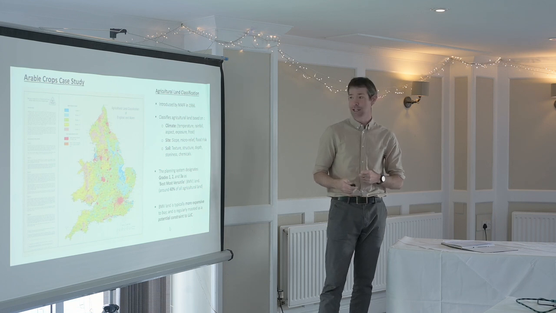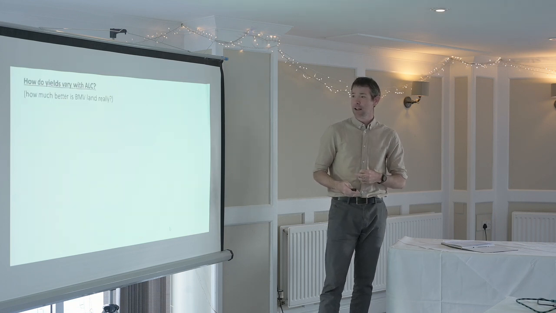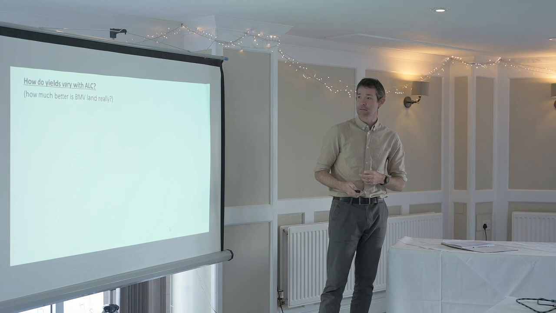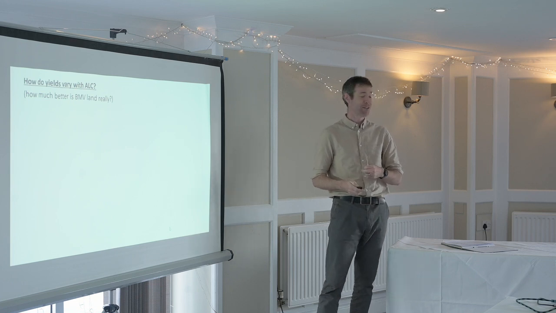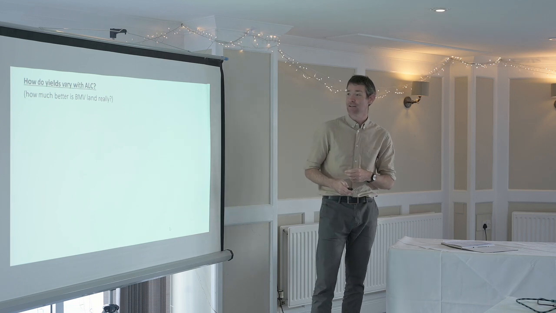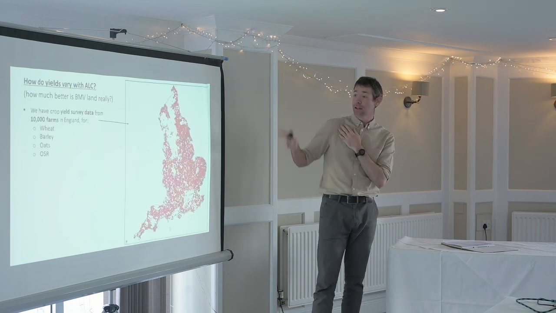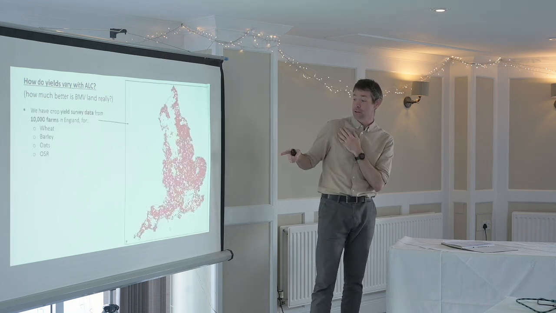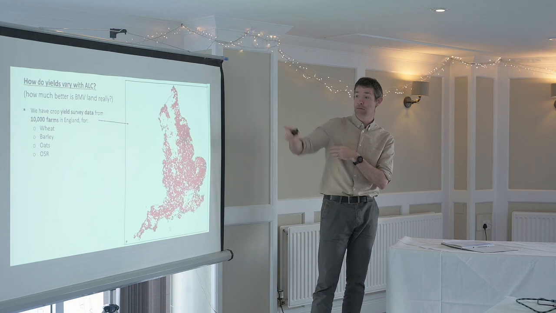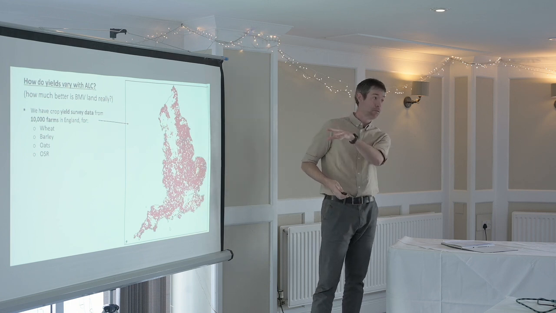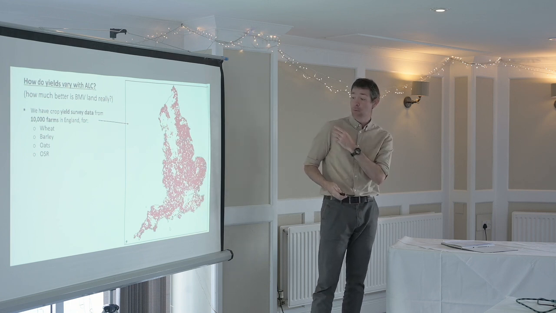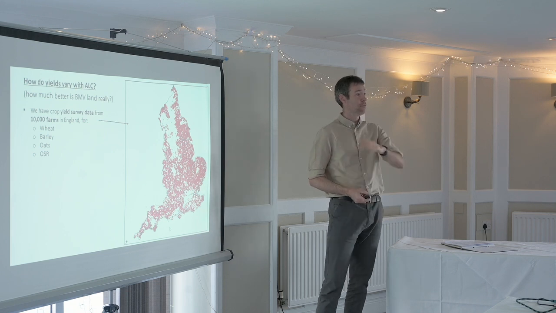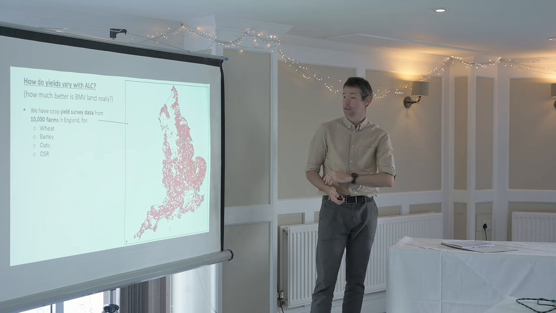So I've looked at how good it actually is. And you can see by the subtitle here, how do yields vary with agricultural land classification? How much better is best and most versatile land really? Turns out it's not that great. So we've got yield data for about 10,000 farms across England here for four types of crops, sort of staple cereal crops. And we can now map these onto our model farms where we've built up this information on the farm itself.